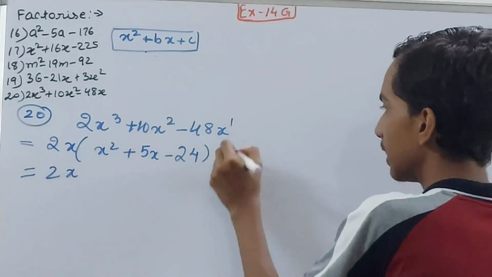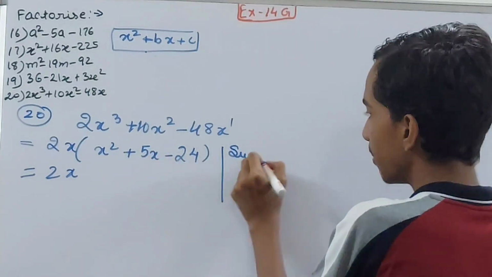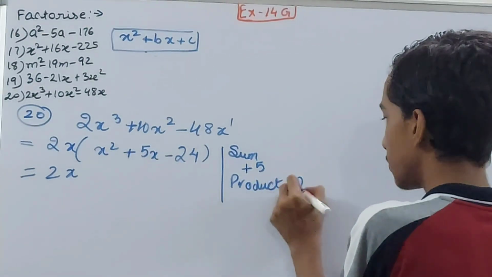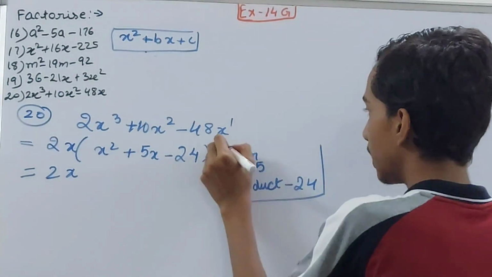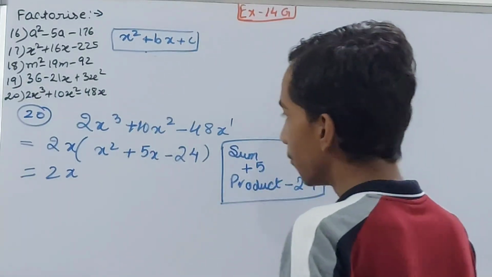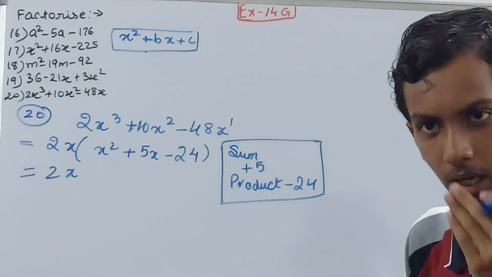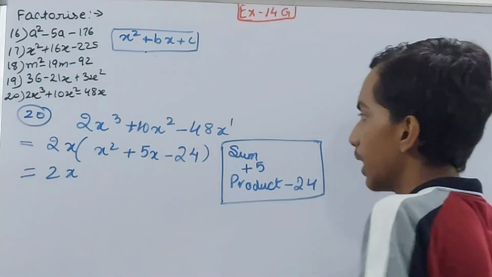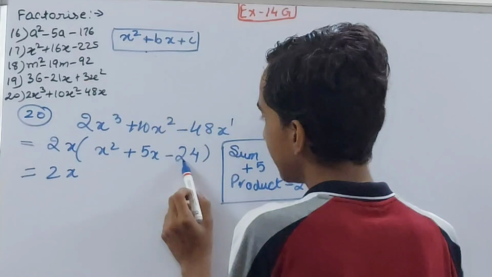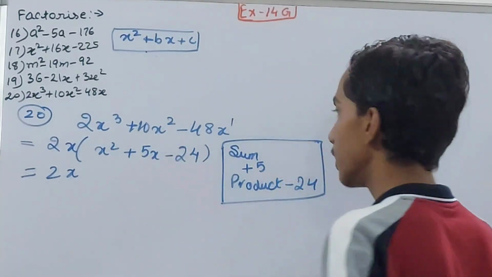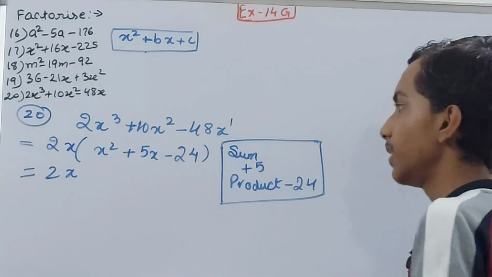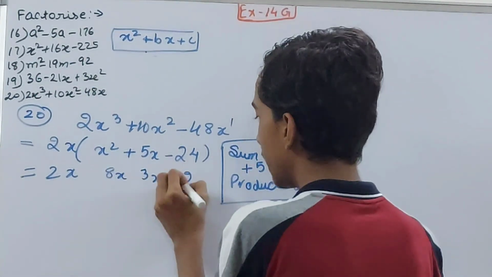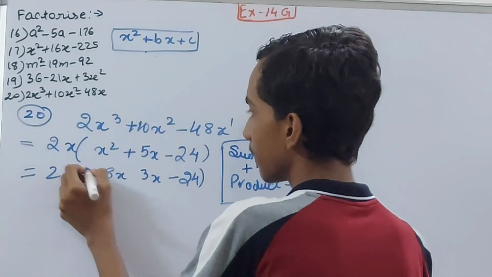Again, two things. You have to split the middle term in such a way that the sum is plus 5 and the product of the two numbers is minus 24. These two conditions we have to fulfill. Let me see what factors can I bring out of this 24 that have sum of plus 5 and product minus 24. Let's see, can we take 6 and 4? No, we cannot. 3 and 8 are the only options. 3 and 8 we can take. See how? 8x and 3x and minus 24 here.